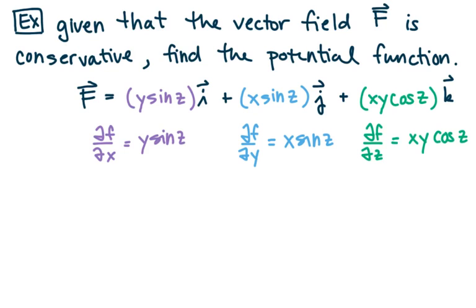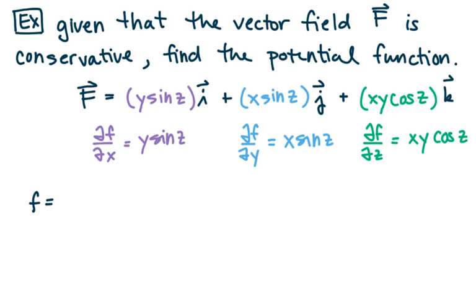Now to find that potential function, I'm going to start with any one of these three. I like to start with f with respect to x. So we're going to integrate with respect to x, then differentiate with respect to y, then integrate with respect to y, then differentiate with respect to z, and finally integrate with respect to z. So I like to work through them in order. It just kind of helps me keep track.